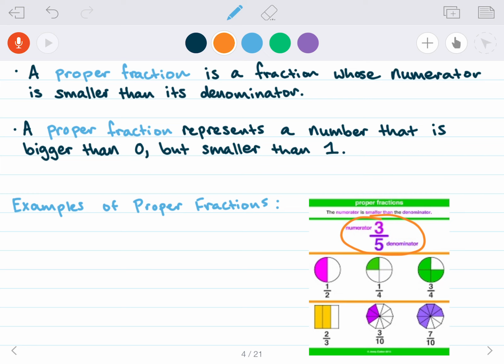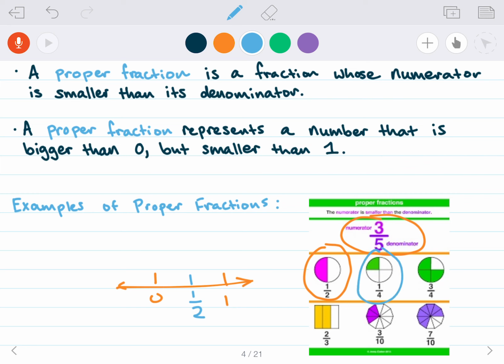We have some other proper fractions here. 1/2. Again, this is a number between 0 and 1. It's actually right in the middle if you were to plot 1/2 on a number line. So here's 0 on the number line, here's 1, and 1/2 is going to be smack dab in the middle, right there.